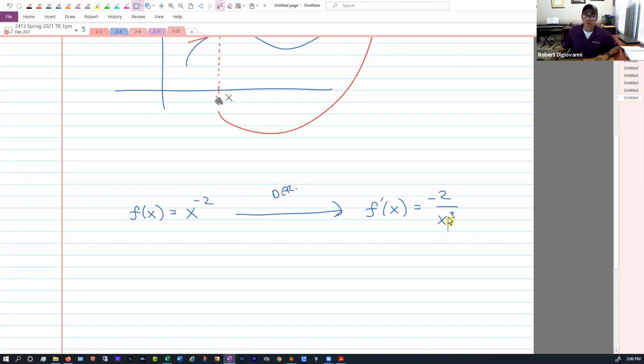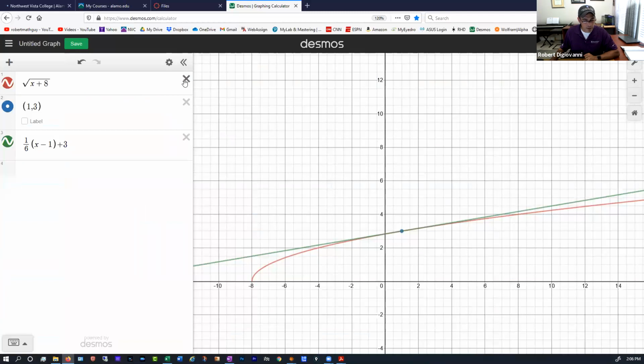We got a new function, didn't we? And I could actually go graph both of these together on the same graph. And I'm about to do that right now. Okay, so I'm going to go here. I'm going to graph both of these.